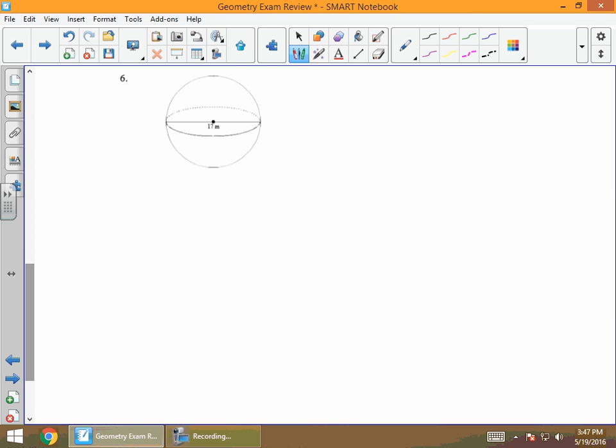The last one we have, number 6, is a sphere. It shows the diameter is 17, so the radius is half of that, so it's going to be 8.5. So 8.5 is the radius. The surface area of a sphere is 4 pi times the radius squared. So if I do 4 times pi times 8.5 squared, I will get 907.2 square meters.